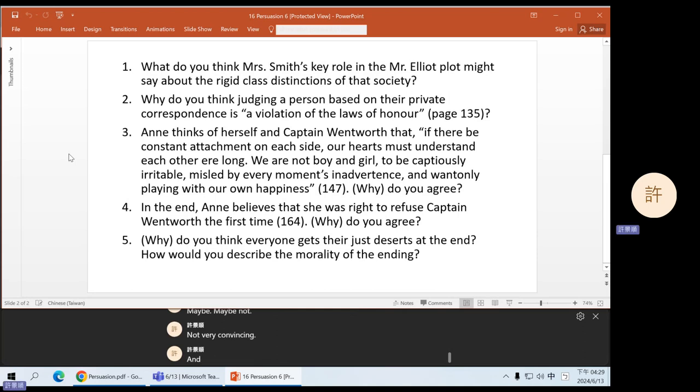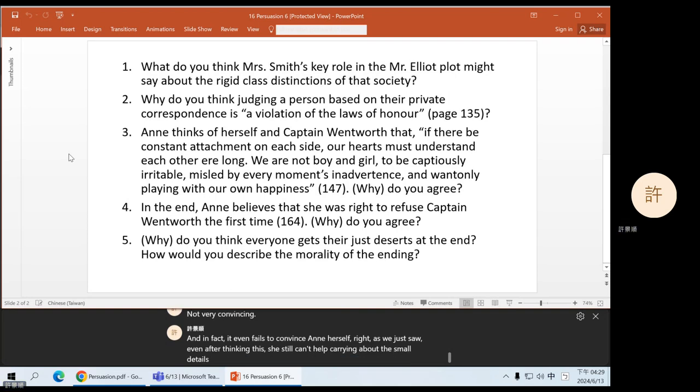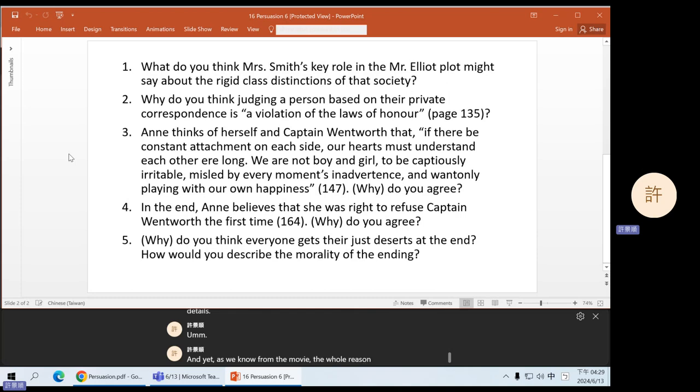And in fact, it even fails to convince Anne herself, right? As we just saw, even after thinking this, she still can't help caring about the small details. And yet, as we know from the movie, the whole reason that they could express their feelings to each other is because of those small details. Anne knows that Wentworth still loves her because of his behavior at the concert.